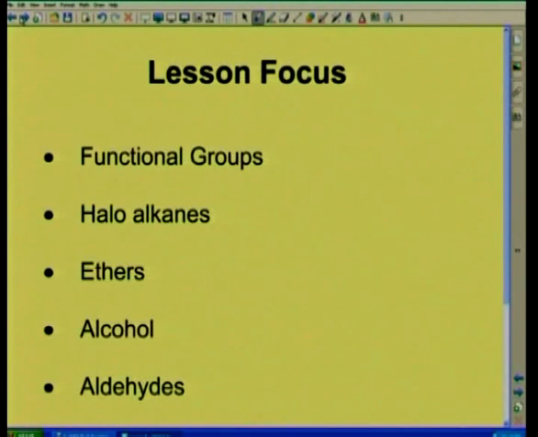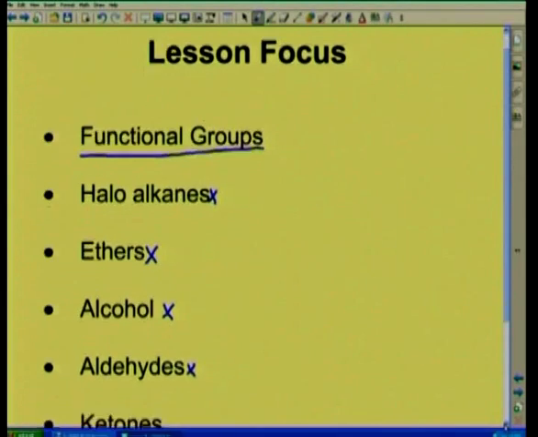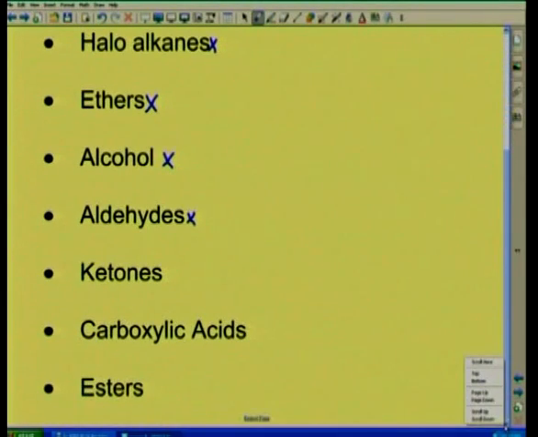The question will be, what are functional groups? And therefore we will continue in this lesson and we will be able to define to you what a functional group is. And in these functional groups we'll be talking about haloalkanes, ethers, alcohol, aldehydes, and to proceed, we'll also be talking about what we call ketones. We'll also talk about carboxylic acids. And lastly, we'll be talking about esters. Okay, so those are the organic molecules that we'll be talking about in terms of their functional groups.